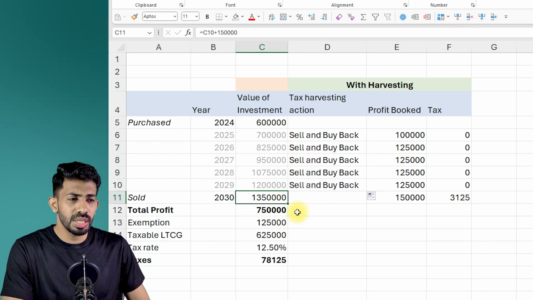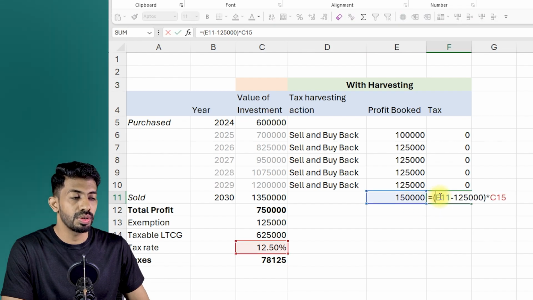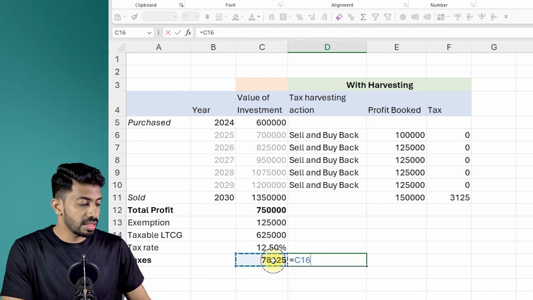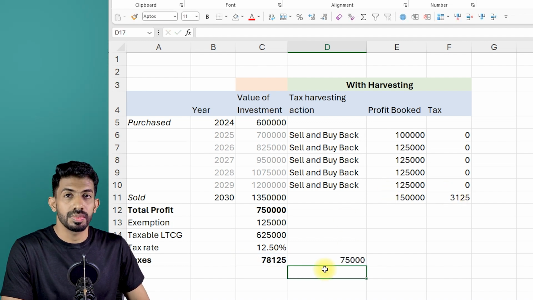In the final year, when you sell all of your investments, you are making a profit of 1.5 lakhs. Because only 1.25 lakh is exempt, on the remaining 25,000, when you pay the tax of 12.5%, it works out to 3,127. So you can see that by using this tax harvesting, you are in total saving 75,000 rupees. That is your gain.